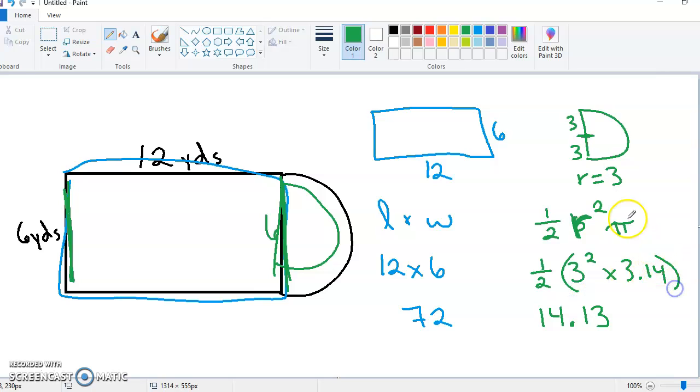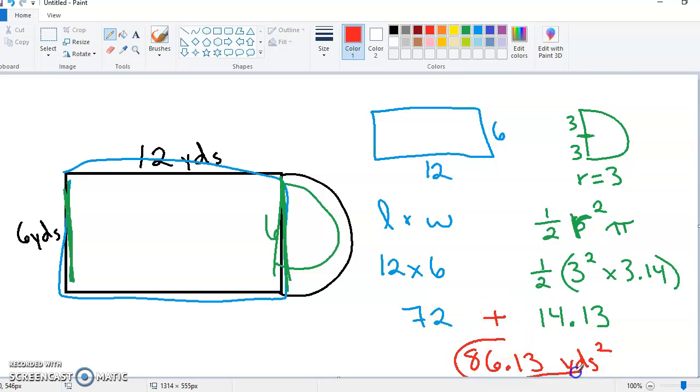14.13. Okay? And then at the very end, always, always, always, we need to add those components together. That's going to give us 86.13. We're talking about yards. And again, it's area, so it is squared.